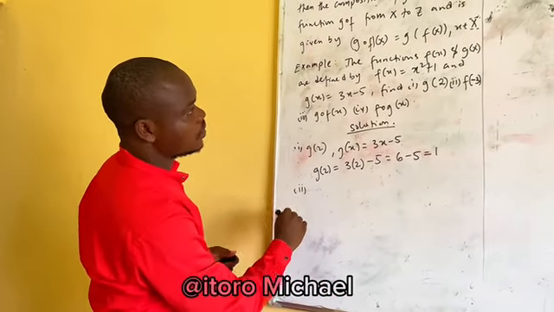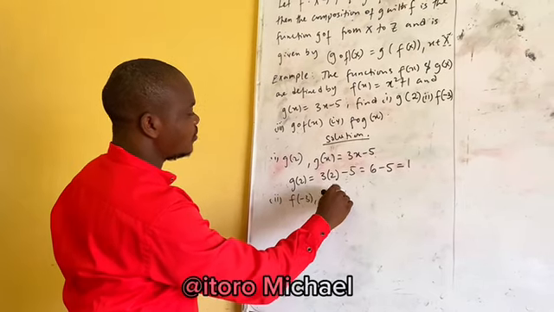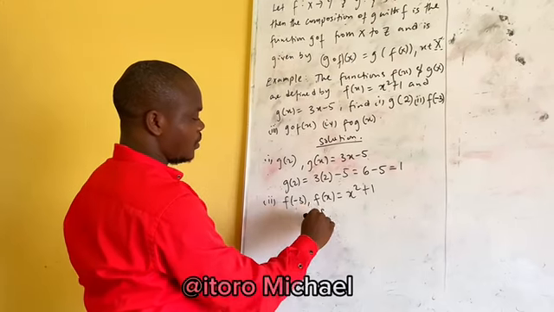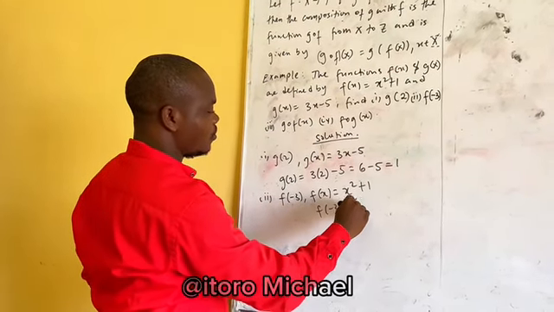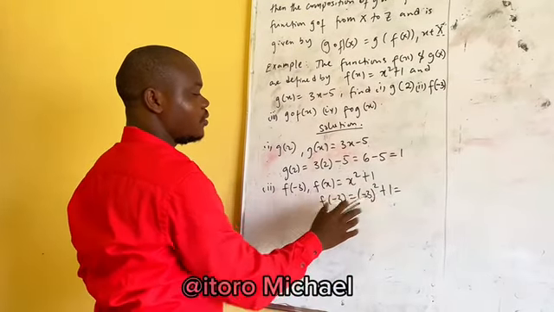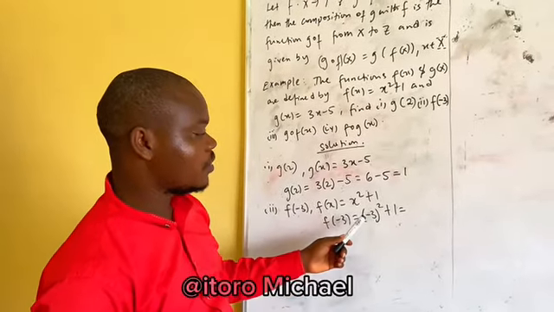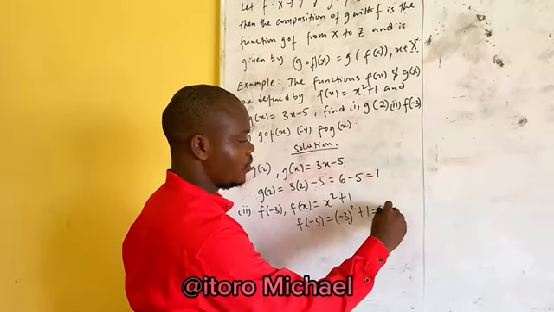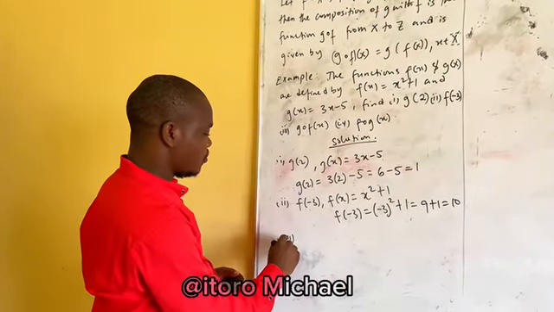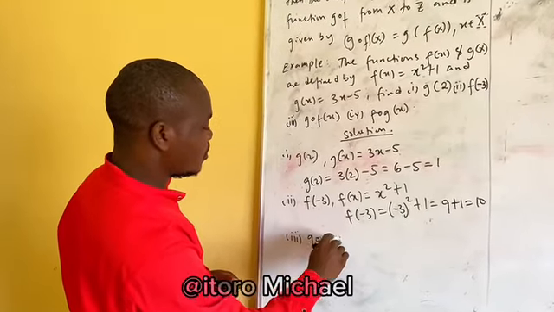The second question says f of minus 3. f of x is defined as x squared plus 1, and f of minus 3 will be equal to minus 3 squared plus 1. Now minus 3 squared is minus 3 times minus 3, which is 9, plus 1 giving us 10.